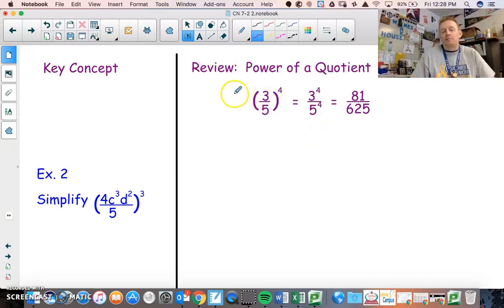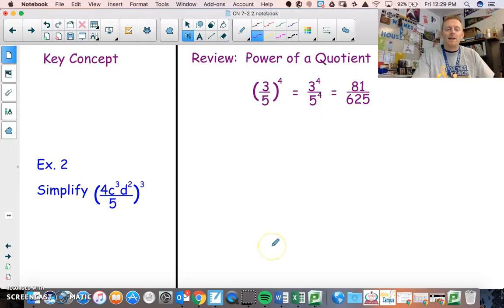The next skill here is the power of a quotient. What we're going to do is have a whole fraction that is raised to an exponent, which means that each part, the denominator and the numerator, is going to end up with that same exponent. So if I have 3/5 to the 4th power, that means I have 3 to the 4th and 5 to the 4th. Because those things can simplify to these things, you would do so.